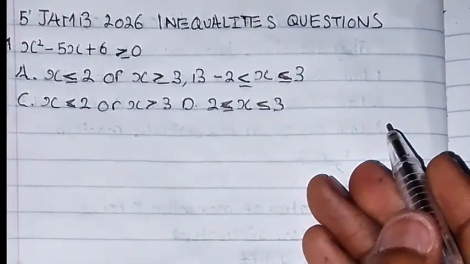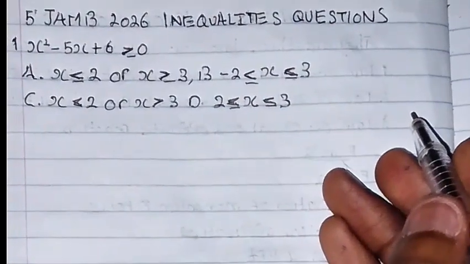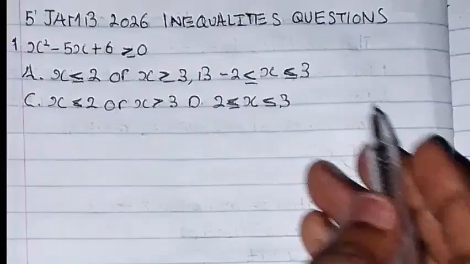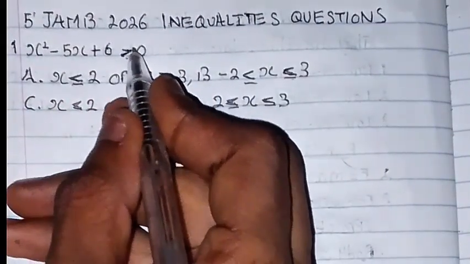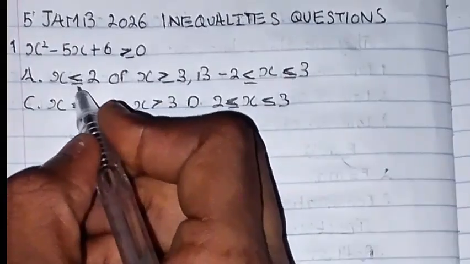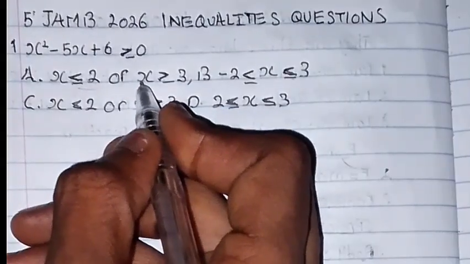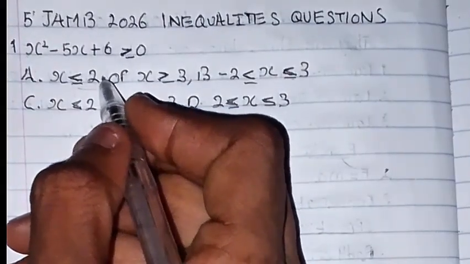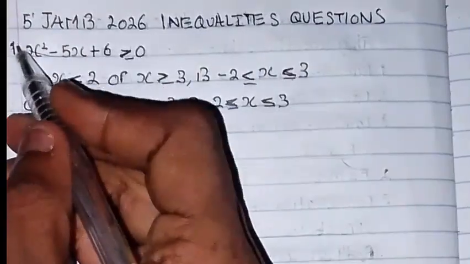I'll be taking 5 of the JAMB 26 inequalities questions. Question 1: x squared minus 5x plus 6 is greater than or equal to 0. Find the range of values of x for which this inequality is true.